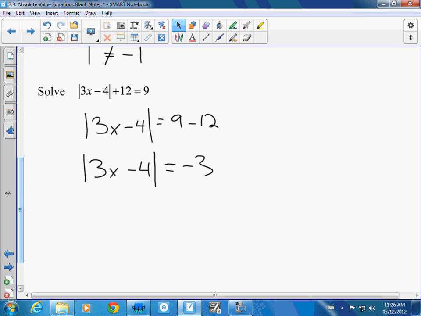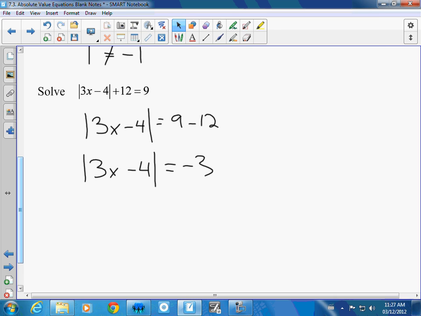Absolute value can't equal a negative. Thank you. An absolute value can never equal a negative number. There's no possible way in the math world that you can get a negative number after this. So is there any solution to this equation? Is there any number that you could plug into here that when you finally took the absolute value of it, you would end up with a negative number? No.